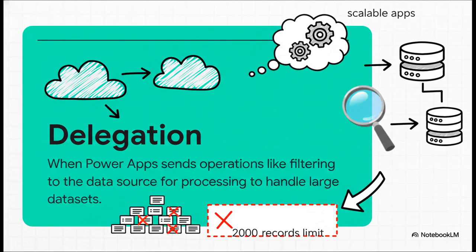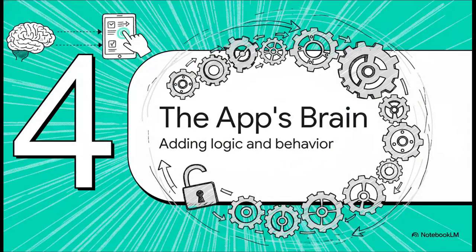Not great. With delegation, your app tells the data source, hey, you're the powerful one. You do the hard work of filtering and sorting, and just send me back the small bit of data I actually need. If you can't delegate a function, your app gets stuck with that 2,000 record limit. Getting this right is what makes an app truly powerful. All right, let's head into our final section. This is where we give our app a brain. We're going to add the logic that makes it smart and lets it react to what the user is doing.